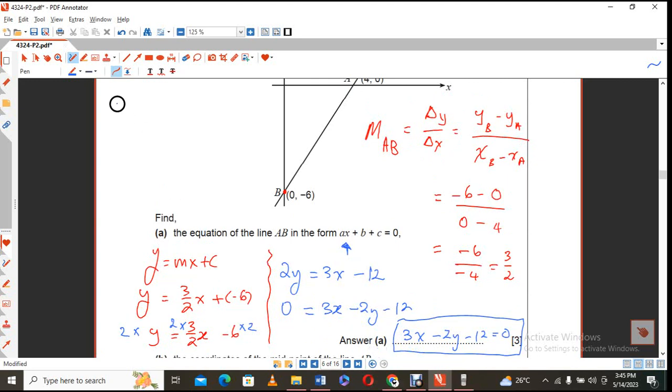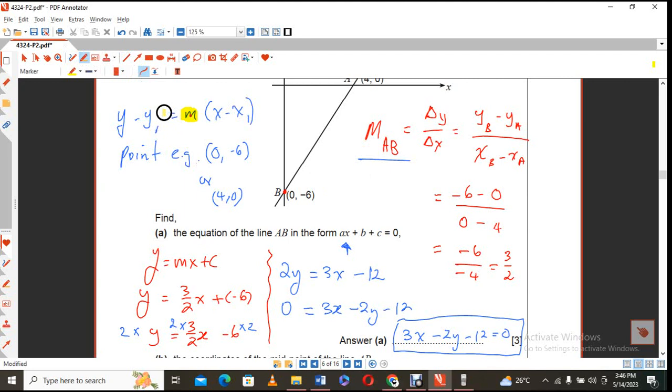In any case, you have y minus y sub 1 equals m times x minus x sub 1. This is if you have a point, say for example, any one of the points 0, -6, or the other point which is 4, 0, and you substitute the x and the y value there, but you are supposed to first calculate the gradient in order for you to write that gradient in there.